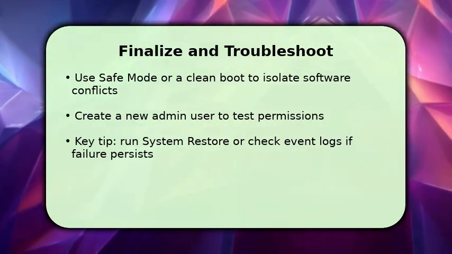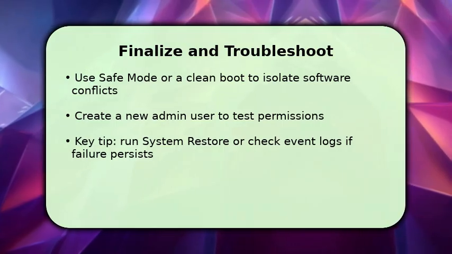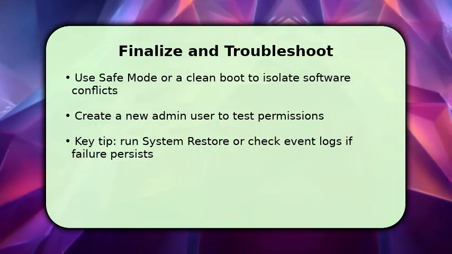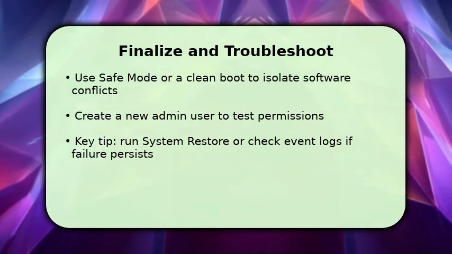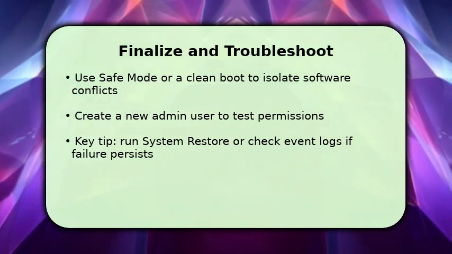If problems continue, consult Event Viewer for specific error entries, and, if needed, run System Restore to return to a working state. This single step often resolves subtle permission corruption.